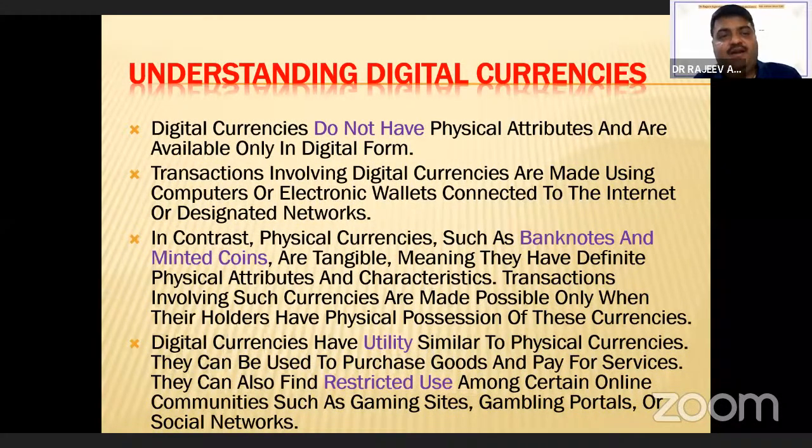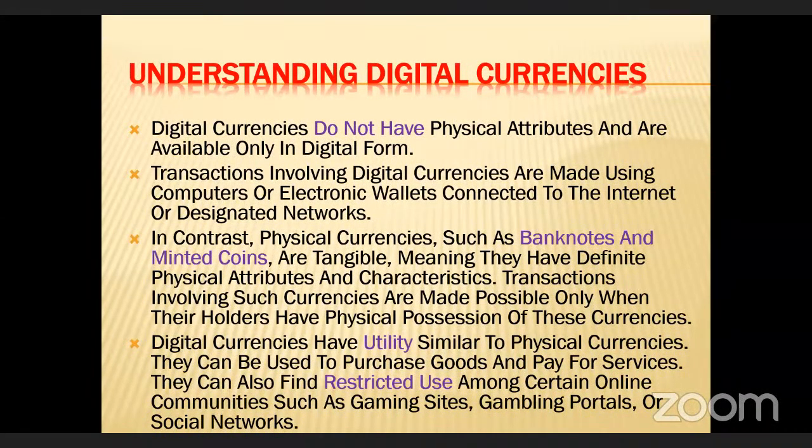Thank you. Transactions involving digital currencies are made using computers or electronic wallets connected to the internet or designated networks. In contrast, physical currencies, that is banknotes, what we are using, or minted coins, are tangible. They fade or are destroyed with time. They have definite physical attributes. Transactions involving such currencies are made possible only by physically minting them, and you have to have them physically in your pocket whenever you want to do that transaction.